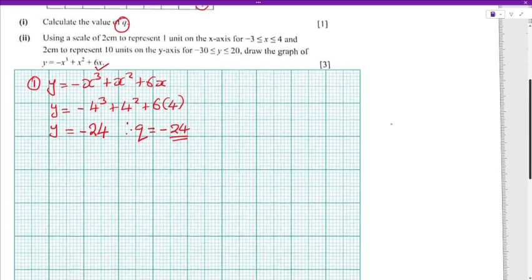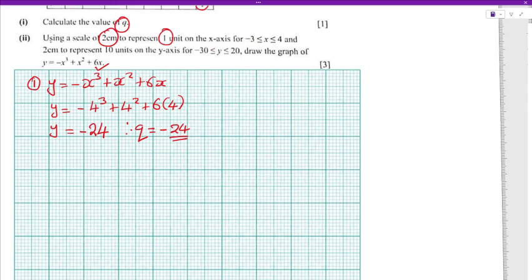We now come to the interpretation of the scale. They are saying using a scale of 2 centimeters to represent 1 unit on the x-axis. Okay, so meaning it's 0, 1, 2, 3, like that on the x-axis. 2 centimeters to represent 1 unit. On the y-axis, the range is from negative 3 to positive 4. Okay, the furthest number on the left should be negative 3, on the right 4 for the x-axis.